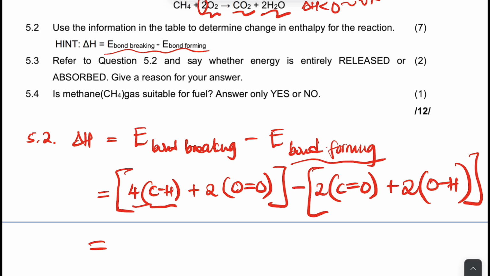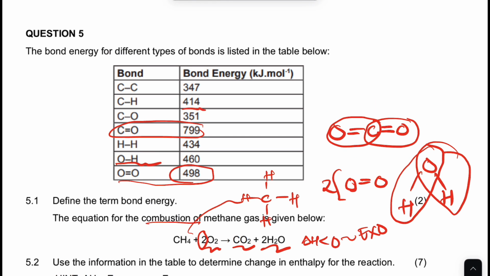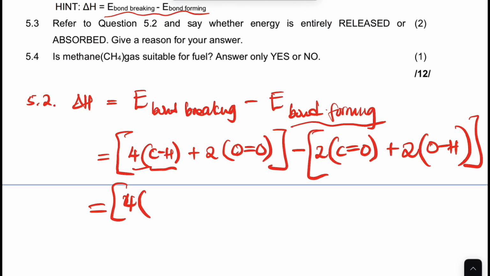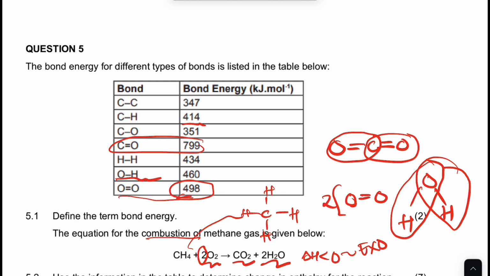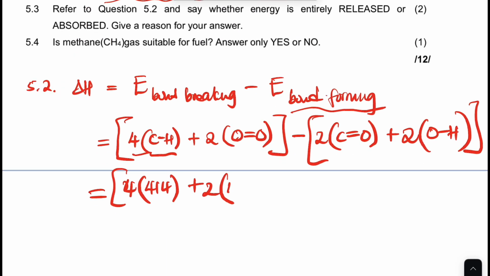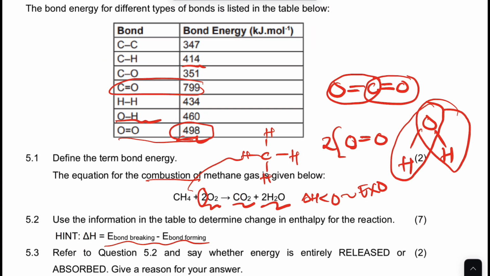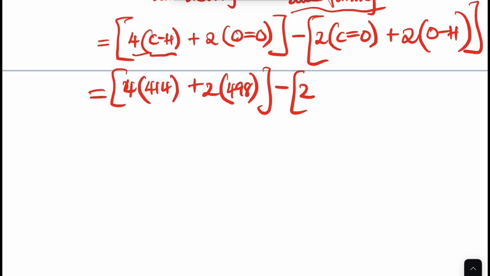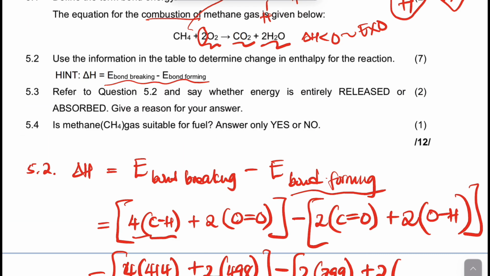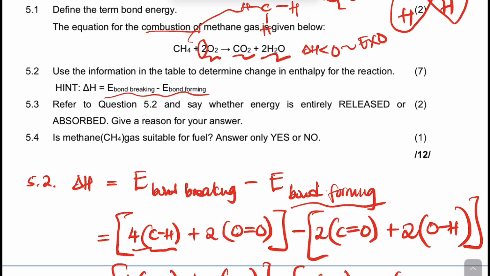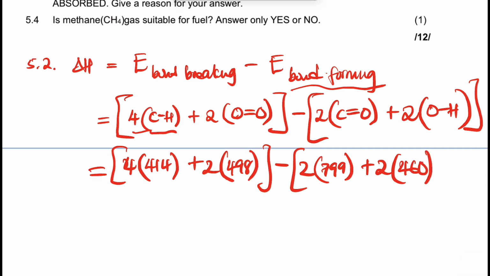Let's look at the values. The 4 CH bonds, the CH bond is 414, plus the 2 oxygen bonds, it's 498. Then we close the bracket, minus the 2 CO bonds. The CO bond is 799, so 2 times 799, plus the 2 OH bonds, it's 460.